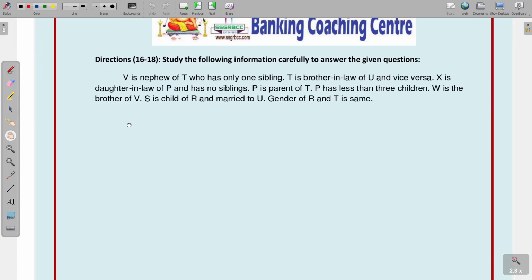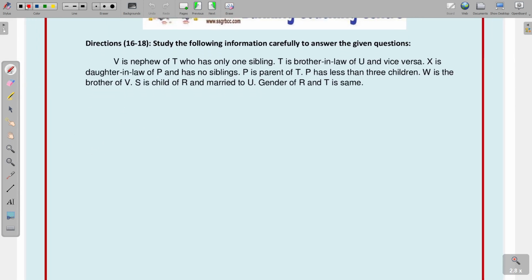Next, it is a blood relation question. See the puzzle. V is the nephew of T who has only one sibling. So V is the nephew of T. Nephew in the sense of a male candidate. So T is placed here and V is the nephew of T. It means V has a brother or sister, and this person has V as a child. Next, V is the male candidate and T has only one sibling. One sibling means only one brother or sister that T has.